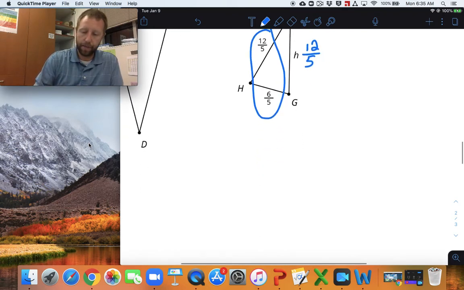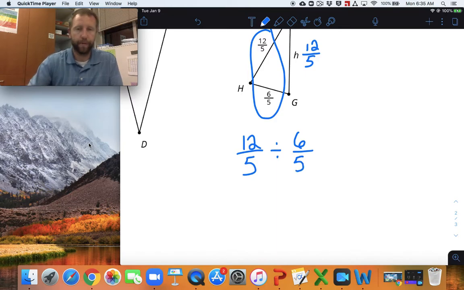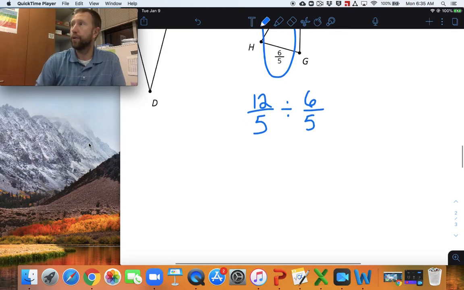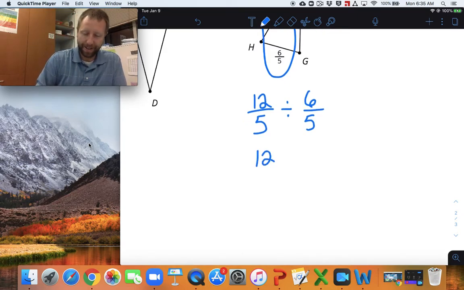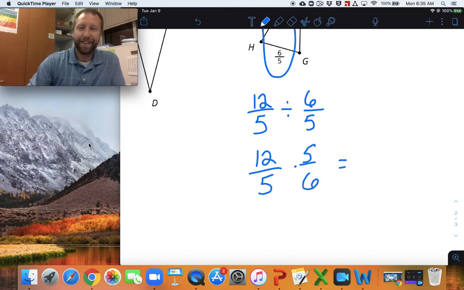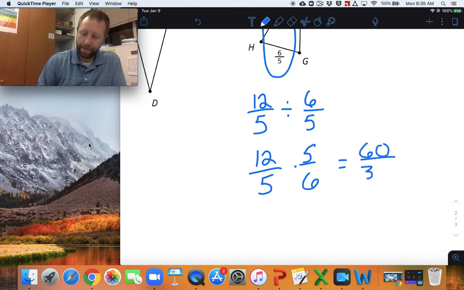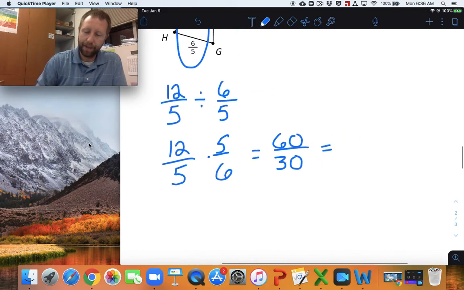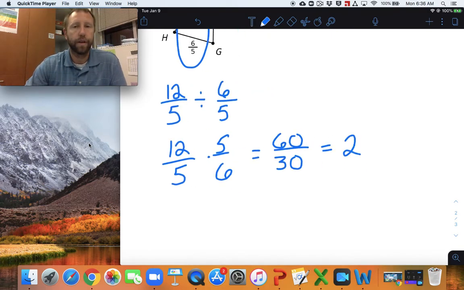Okay, so I'll set that up, 12/5 divided by 6/5. Now from all the fraction work that we did earlier this year, we know that it's going to be 12/5 times 5/6. Remember, keep flip change. 12 times 5 is 60. 5 times 6 is 30. And I end up getting a quotient of 2 for each one of these.